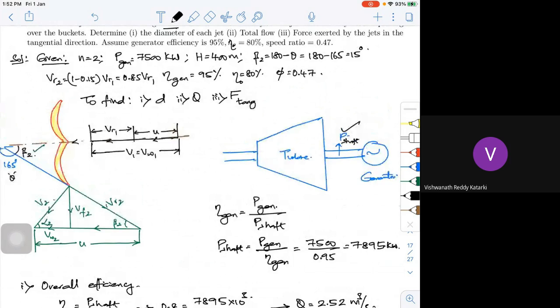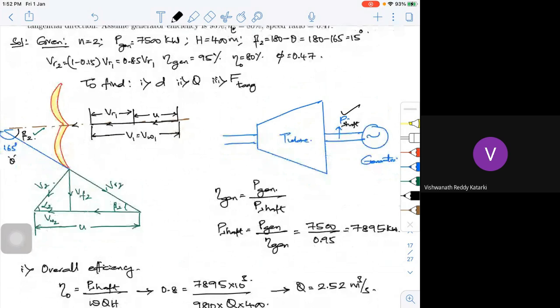Then if I come to the exit velocity triangle, what is sine beta 2? Sine beta 2 is equal to the opposite side, VF2, divided by the hypotenuse, VR2. From that, I'll calculate your VF2. Similarly, cos beta 2 is equal to the adjacent side, that is U minus VW2, divided by VR2. From that, I'll be able to get my VW2.